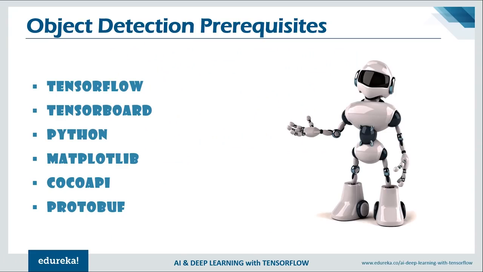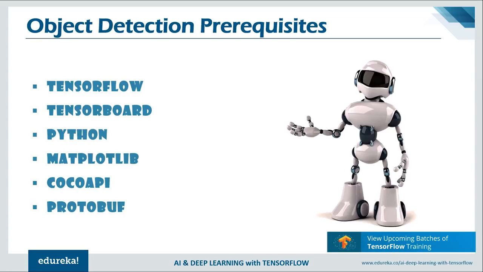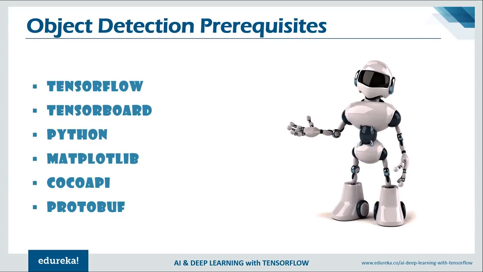Now, to begin with, you want to make sure that you have TensorFlow installed with all of its dependencies, like TensorBoard, Python, Matplotlib, the COCO API, and protobuf. Now, I'll explain what all steps are needed. For CPU TensorFlow, you can just do pip install tensorflow, but of course the GPU version of TensorFlow is much faster at processing, so it is ideal.